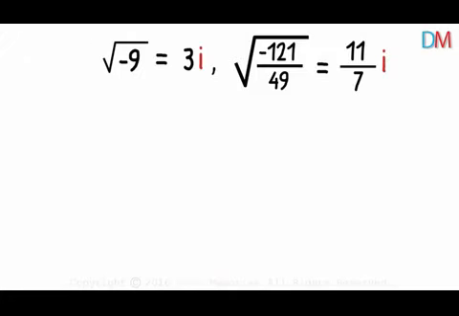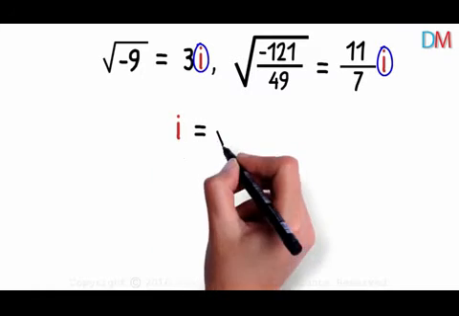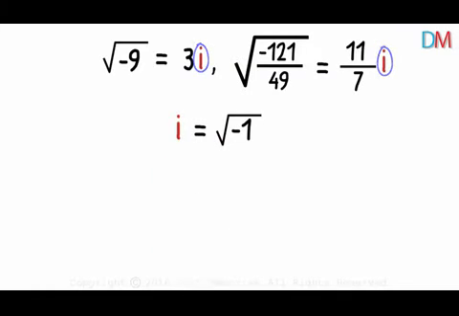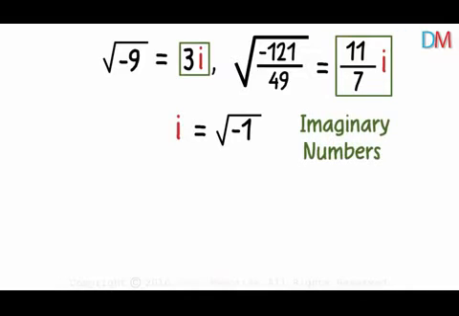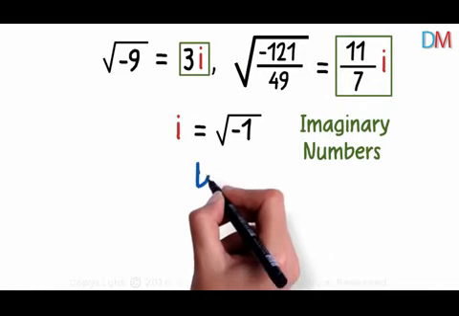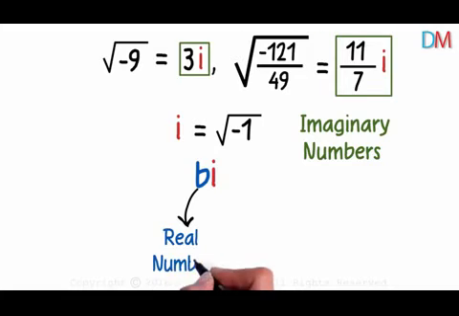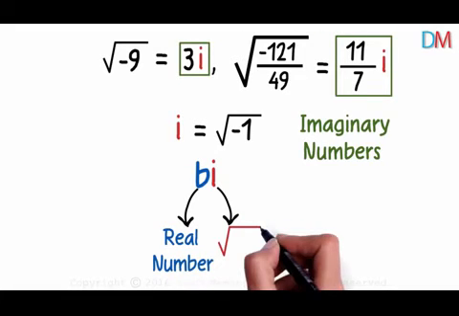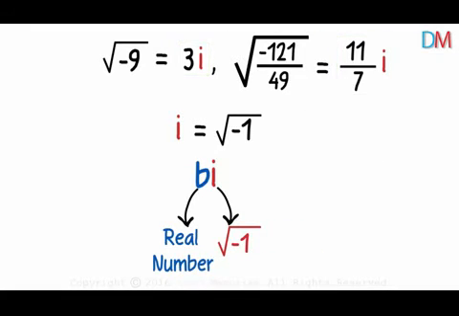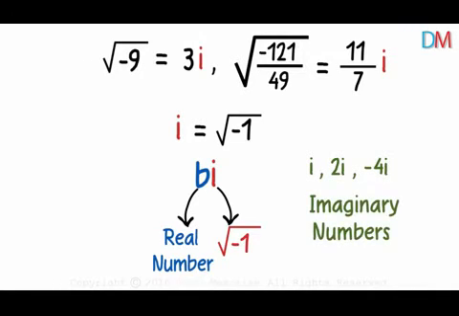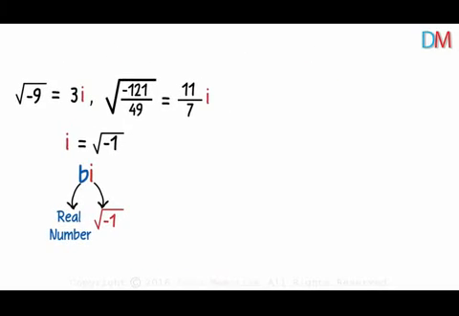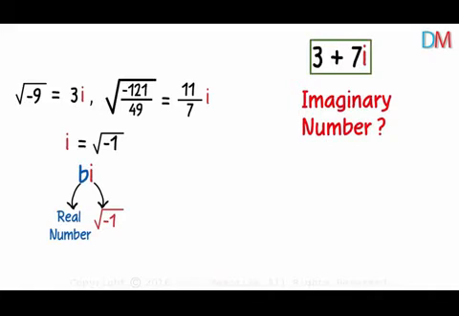We learnt that it is possible to have square root of a negative number, but it involved using a new number i which is equal to the square root of negative 1. These numbers are called imaginary numbers and could be of the form bi, where b is a real number and i is equal to square root of negative 1. Numbers like i, 2i, negative 4i are all imaginary numbers. What if we have a number like 3 plus 7i? Will this be an imaginary number?